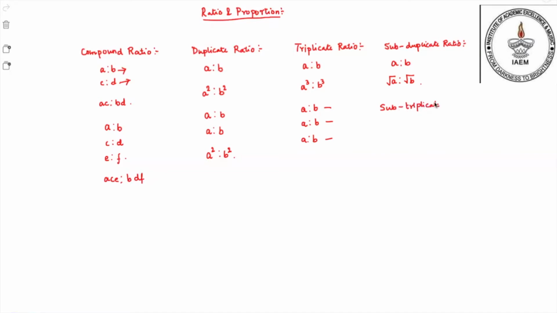sub-triplicate ratio. If we have the ratio between terms A is to B, the sub-triplicate ratio would be the cube root of A is to cube root of B. And then we also have a term which is called reciprocal ratio.